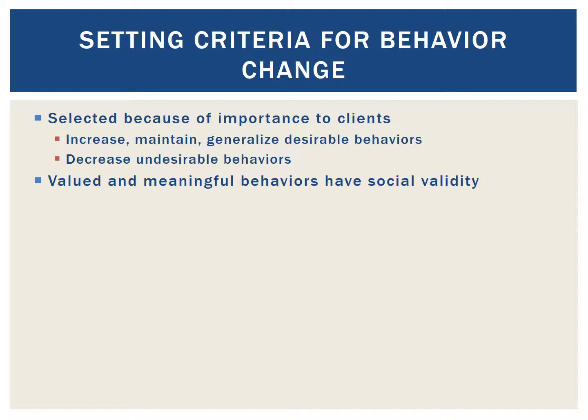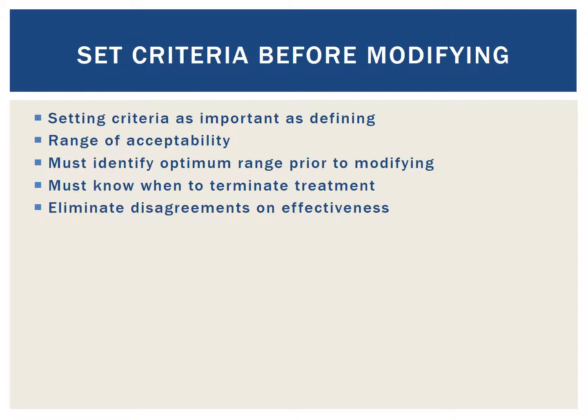Of course, another factor with dealing with target behaviors or dependent variables is when selecting a criteria for behavior change. So one of the factors could be because it's important for the person, it increases skills, decreases undesirable behaviors, but then also is something that's valued or meaningful with other people, with society in general, or with the people who are close to that person.